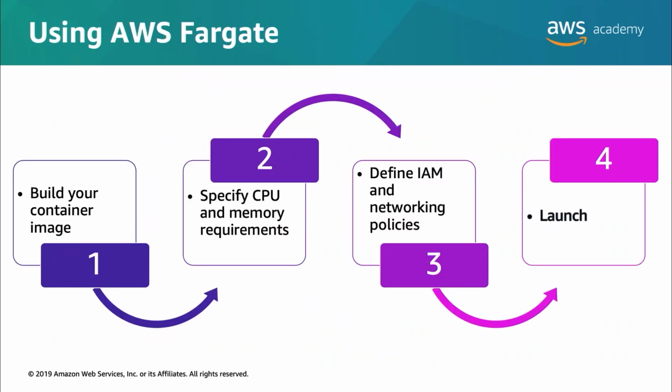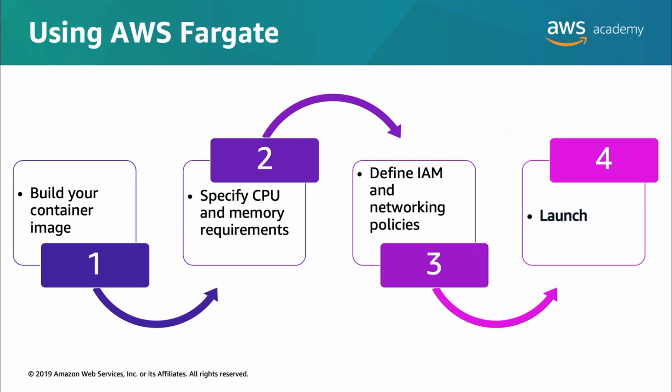Amazon ECS has two modes. You have the EC2 launch type and the Fargate launch type. With the Fargate launch type, all you need to do is package your application in containers, tell it what the CPU and memory requirements are, define your networking and IAM policies, and then launch the application. Fargate manages all the scaling and infrastructure that are needed to run the containers in a highly available manner.